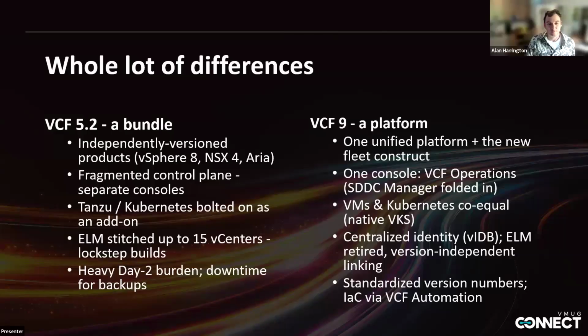As we know, there's a lot of differences. Kind of went over this earlier. There's now centralized identity management, which is very important. VMs and Kubernetes are co-equal with native VKS. It is a platform with the new fleet construct. That is a completely new concept, and that is something that we'll be going into a little bit later. The legacy way of 5.2, as we just went over and stated several times, had independent versioning, different consoles and controls, and then heavy downtime for backups and restores. VCF 9.1 has come a long way at least in consolidating all of our backups and making sure they're in the same place.